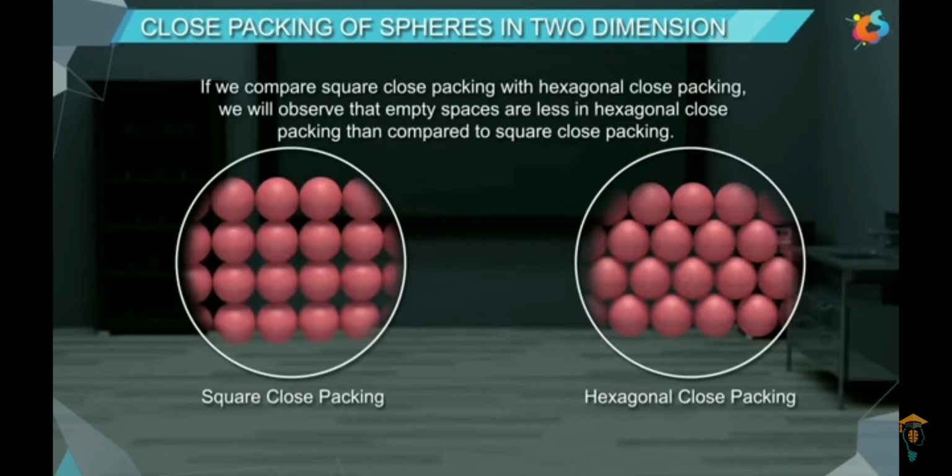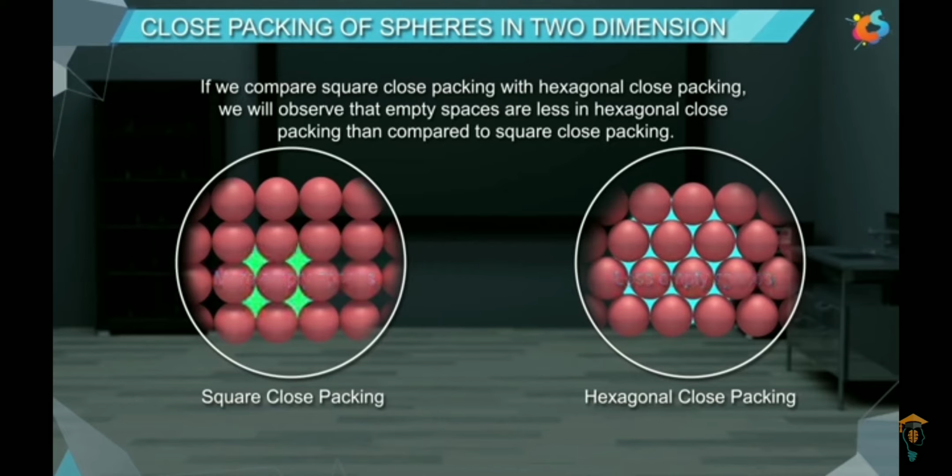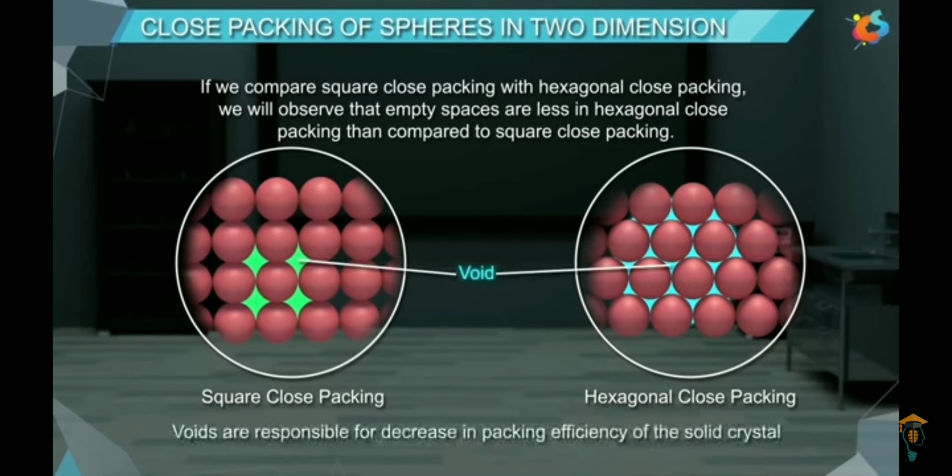If we compare square close packing with hexagonal close packing, we will observe that empty spaces are less in hexagonal close packing than in square close packing. Now, what are these empty spaces and what role do they play in packing efficiency? The empty spaces in between the spheres are known as voids. These voids are responsible for a decrease in packing efficiency of the solid crystal. The more the number of voids, the less is the packing efficiency of the crystal.